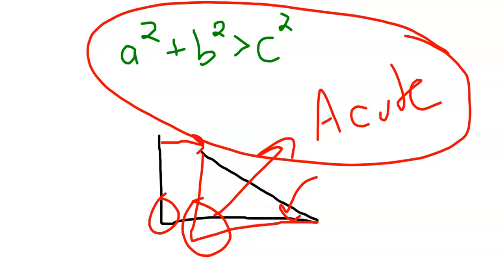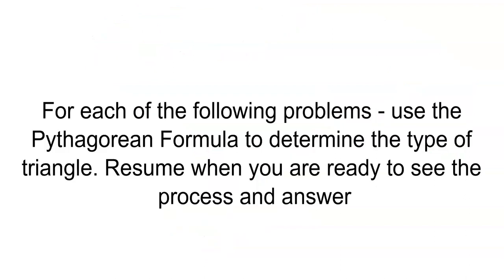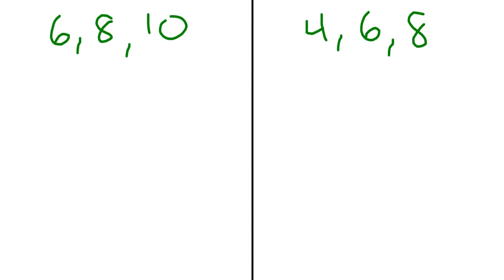Remembering that c is always the longest of the side lengths, even if this diagram here doesn't make it look like that. So for each of the following problems, you're going to use the Pythagorean formula to determine the type of triangle, acute, obtuse, or right. Plugging the values into the formula and then just determining what type of triangle this is. So 2 problems per page. Go ahead and pause the video, plug these into the formula, and see what type of triangle we get.